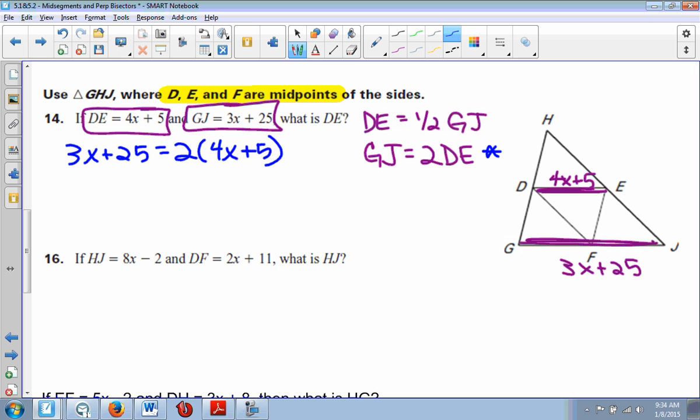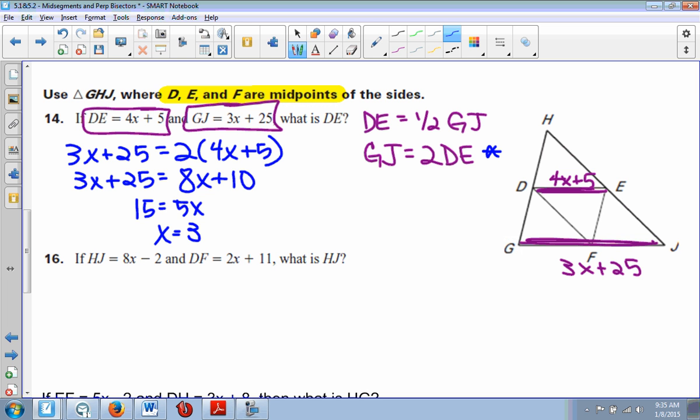And so, using the mid-segment theorem, all I'm going to do is solve the equation. If I double the right-hand side, I get 8x plus 10. We're going to solve by doing a couple things. We're going to subtract 10 and subtract 3x. So we get 15 equals 5x. And if I divide, I get an x value of 3.